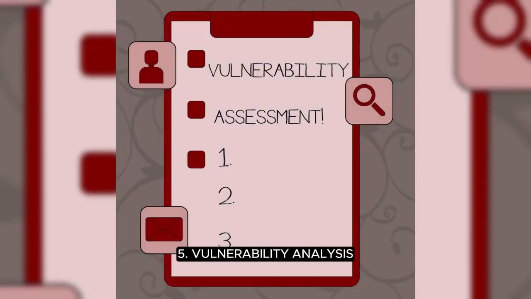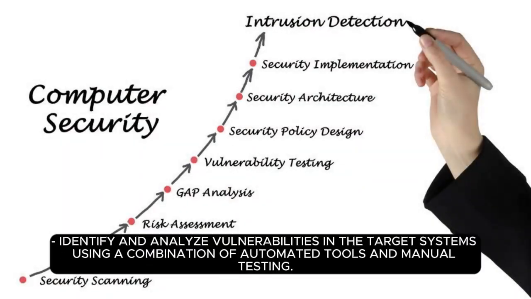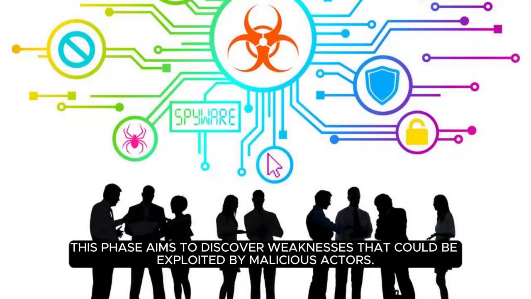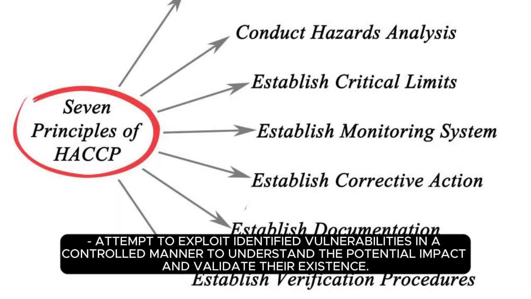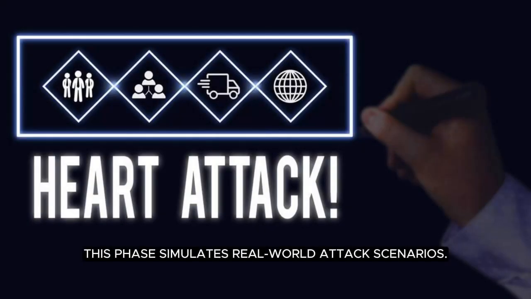5. Vulnerability analysis. Identify and analyze vulnerabilities in the target systems using a combination of automated tools and manual testing. This phase aims to discover weaknesses that could be exploited by malicious actors. 6. Exploitation. Attempt to exploit identified vulnerabilities in a controlled manner to understand the potential impact and validate their existence. This phase simulates real-world attack scenarios.